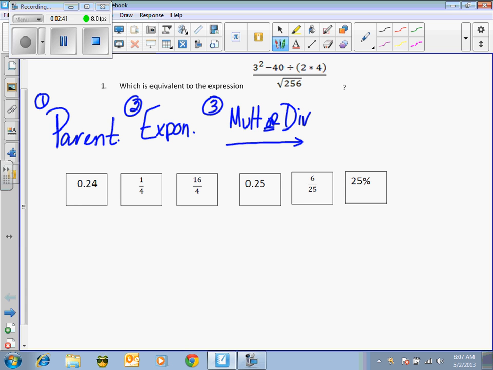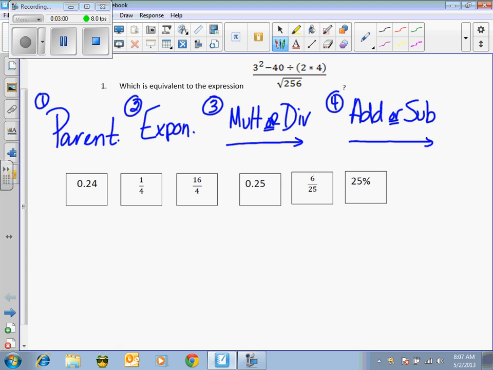Finally, we have addition or subtraction. And again, there's that or. We need to do it all as we read the expression going from left to right.